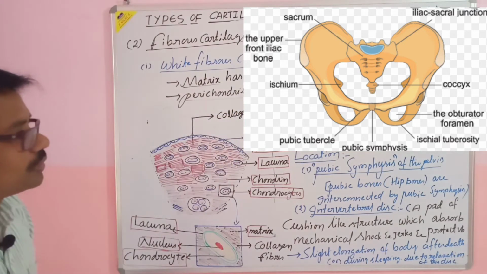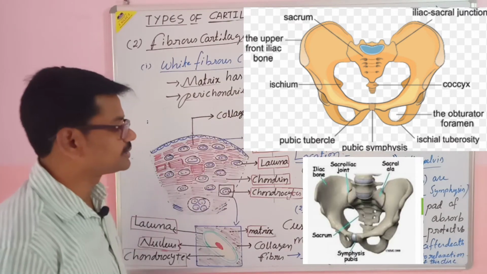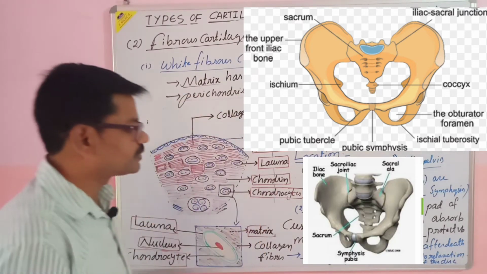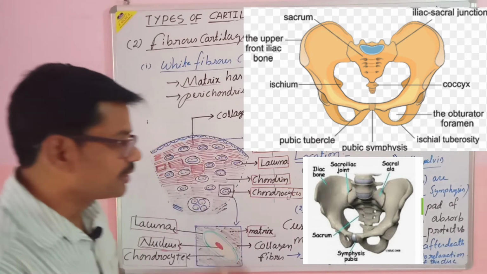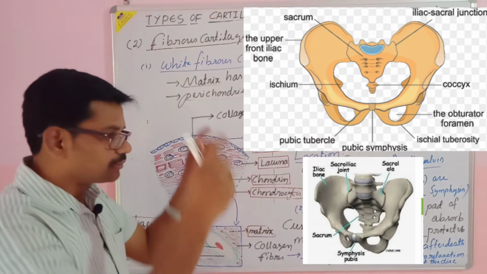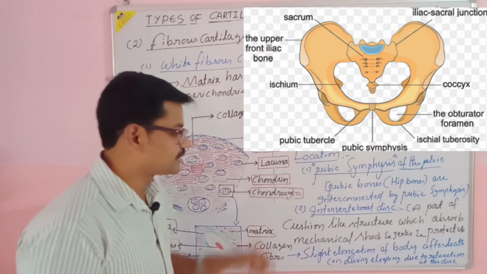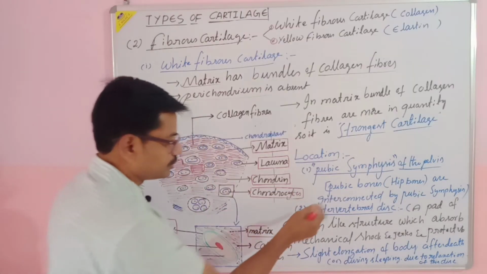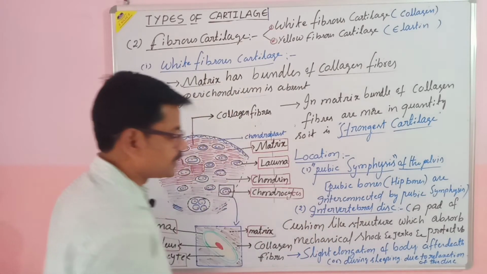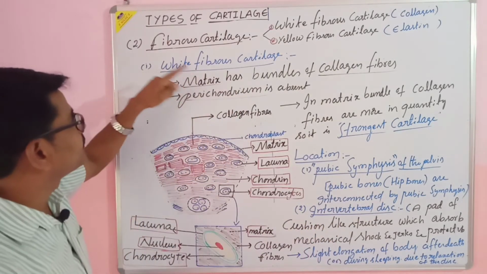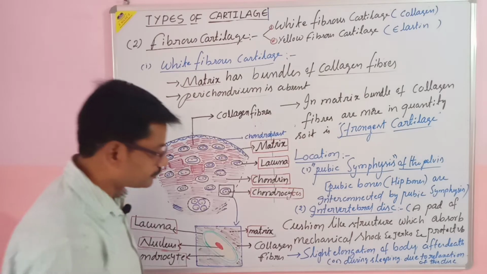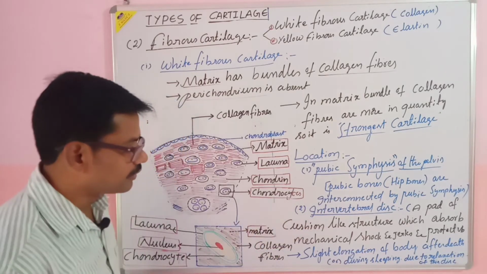If you look at the diagram, you can understand easily. There is a pair of bones which form the pelvic girdle. Both sides of the pelvic girdle are interconnected by this pubic symphysis, right? So the pubic symphysis is made up of white fibrous cartilaginous tissue. And the second one is the intervertebral disc.